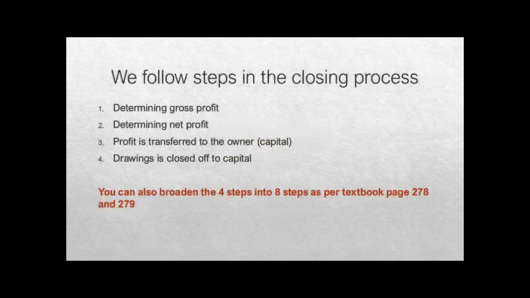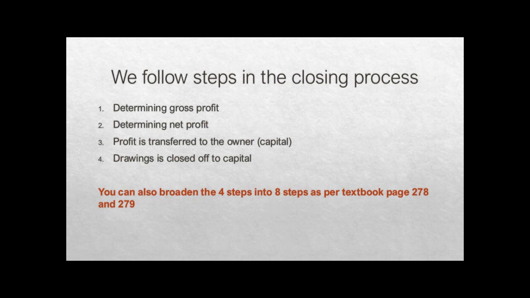Okay, then the last learning unit is year-end procedures. This is where we're closing off the books at the end. There are 8 steps in your textbook. I'm going to do the main 4, which you can then break down further into the 8. So the first one is determining your gross profit. There are 4 steps to determine your gross profit.